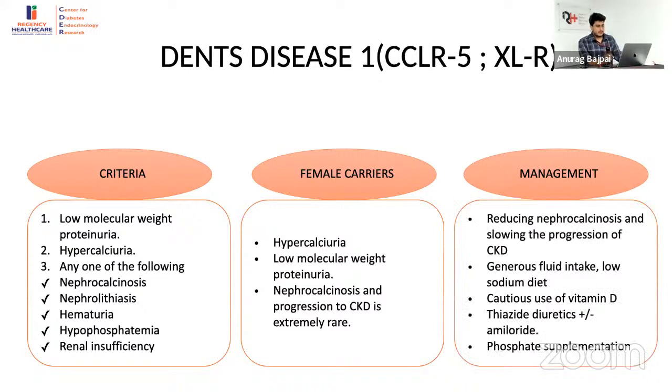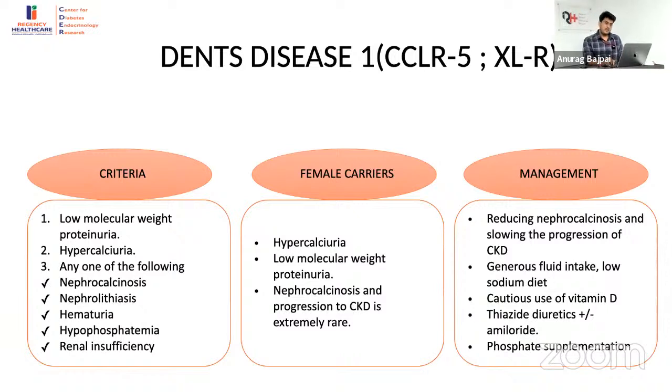And with regards to the management, it is basically increasing the fluid intake along with a low sodium diet. And in case there is nephrocalcinosis, which is commonly associated with this condition, we can start thinking of giving a diuretic, but we have to keep control of the serum potassium level. In case there is hypokalemia, then we can think of adding amiloride.